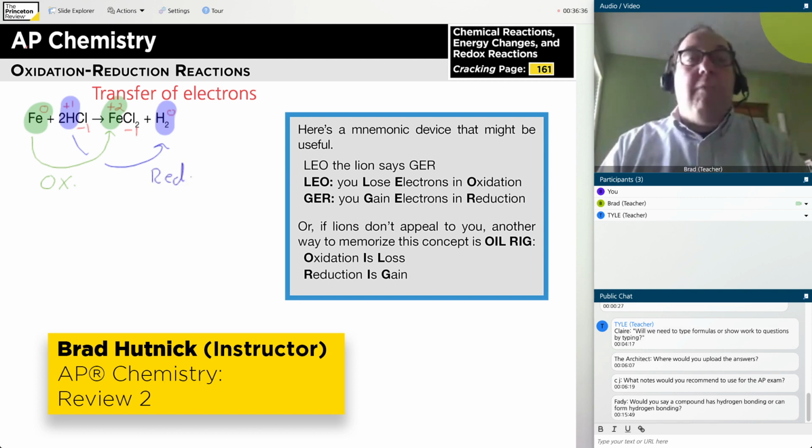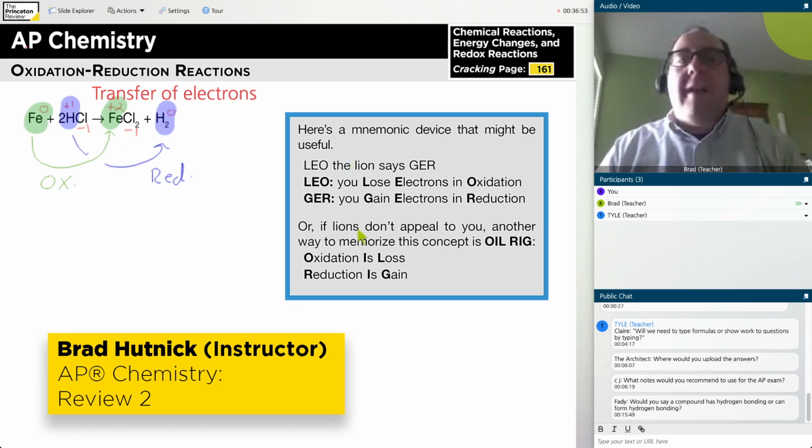In any redox reaction, you have to have oxidation and reduction together. Oxidation, loss of electrons; reduction, gain of electrons. It's really just a transfer of electrons. You can't have one without the other. It's important to make sure you have those definitions memorized and can apply them.